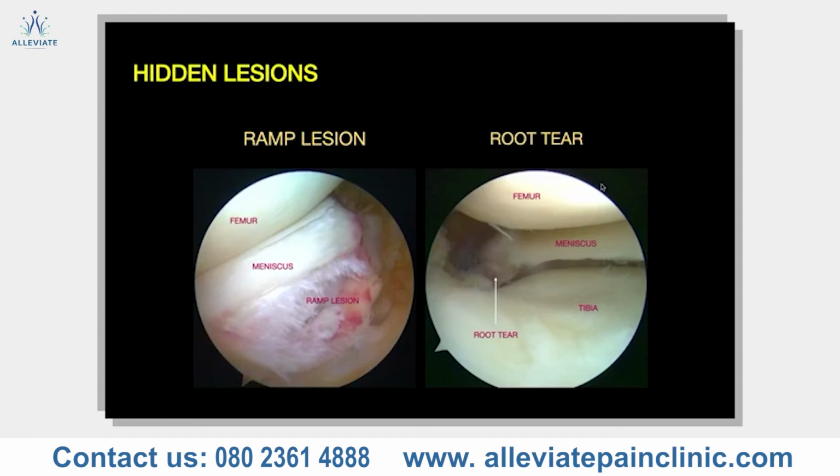The last two types of tears are also called hidden lesions. There are two types: the ramp tear and the root tear. These two are called hidden lesions because they are easily missed on the MRI, as well as when you do a diagnostic arthroscopy.